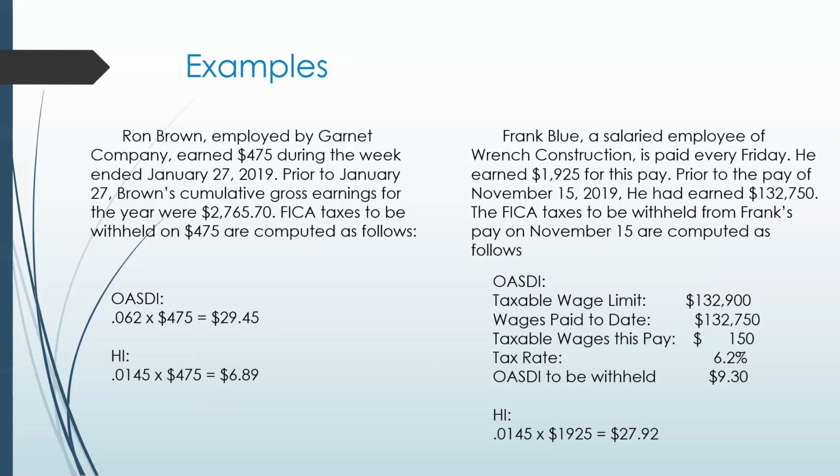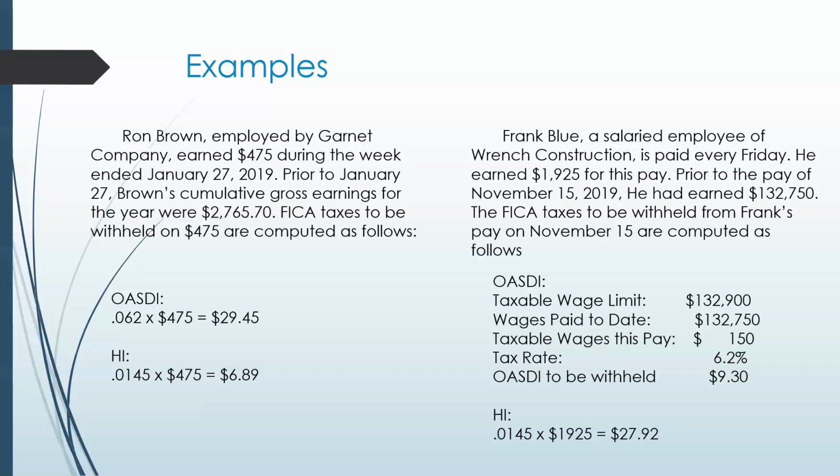That was the other thing. Make sure you're using current period earnings and not year-to-date earnings. Take 6.2% times 475 will give you your OASDI of $29.45. And then the HI, or the Medicare part of it, the 0.0145 is 1.45% times 475 to give you $6.89.